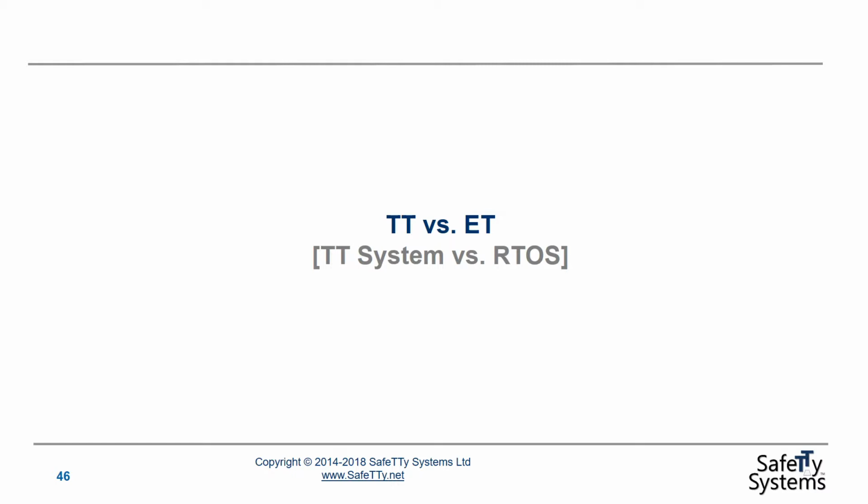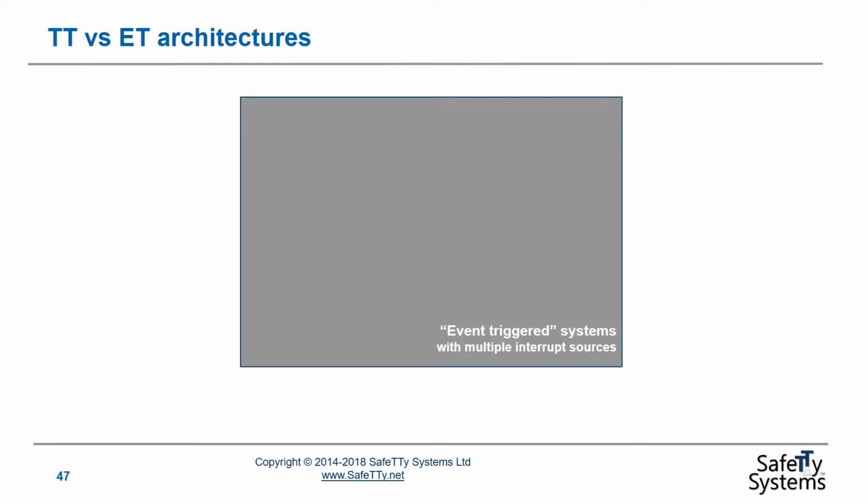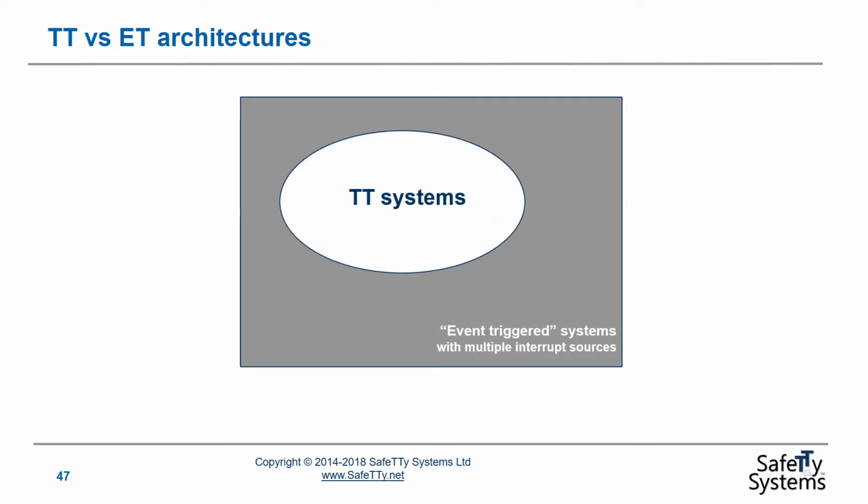So next, I'd like to consider briefly the differences between a time-triggered and an event-triggered system, and consider in particular the difference between the use of a TT system and the use of an RTOS. So as we've seen, event-triggered architectures are a general case, and TT systems can be seen as a subset of a more general case of the use of event-triggered architectures.